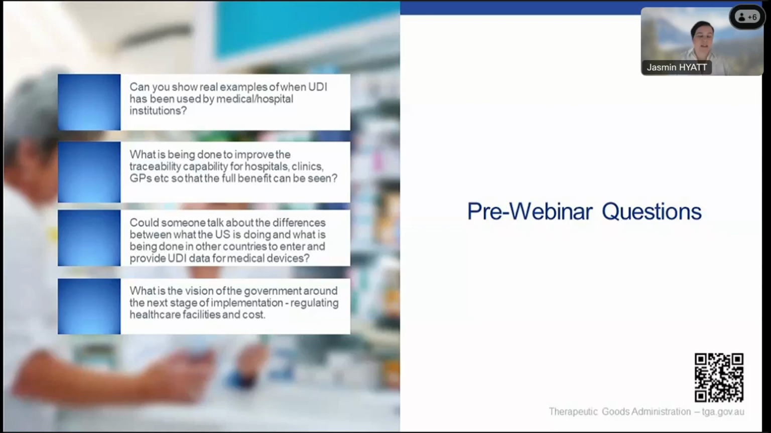Great. And then the last question for this one, and I think we've already touched upon it: the vision of the government around next steps for implementation regarding regulation of healthcare facilities and costs.